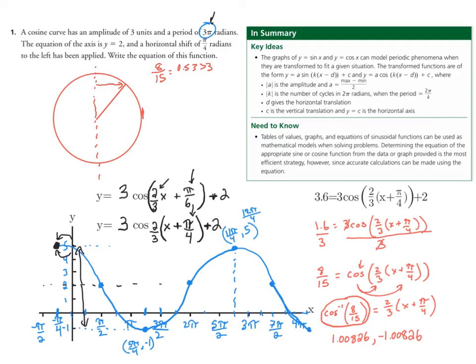We have to know that there's another angle that gives us the same distance to the right that is perfectly symmetrical. So if this angle here is 1.00826, well then the negative 1.00826 should give me the exact same answer.